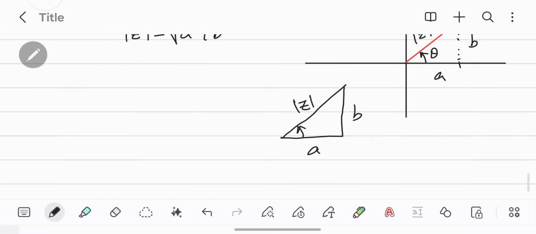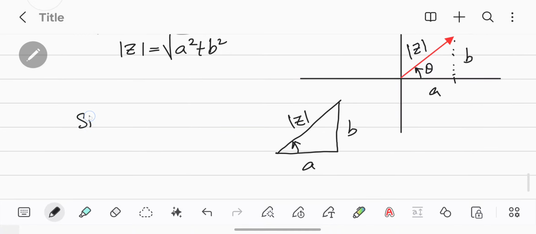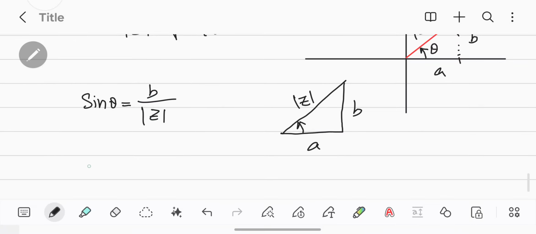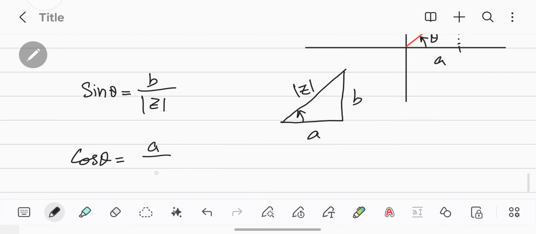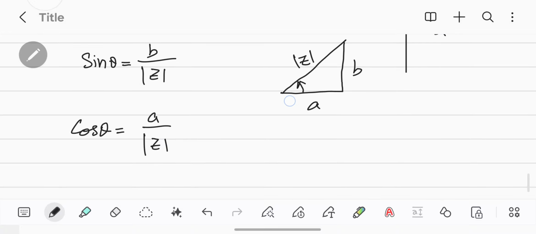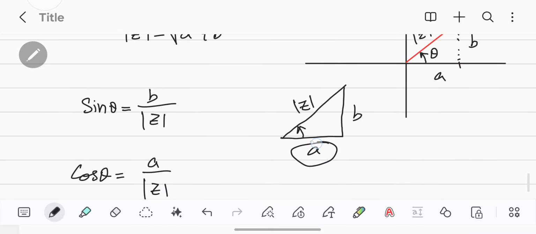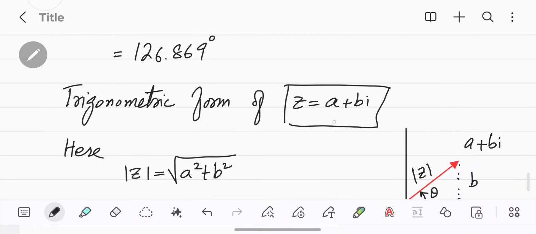So in this triangle, we know that sine theta is just height over hypotenuse, which is B over the modulus of Z. And similarly, I know cosine theta equals base over hypotenuse, which is A over the modulus of Z. Okay, so from here I have the Cartesian form. What is the Cartesian form of Z? The Cartesian form of Z is A plus B iota.